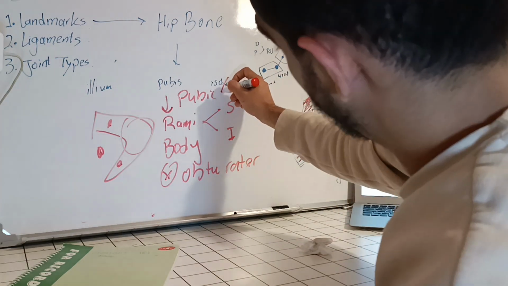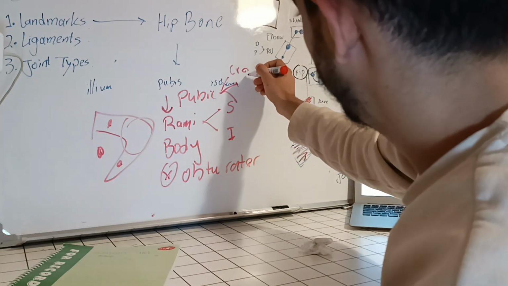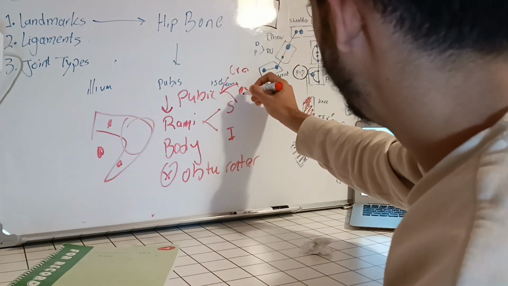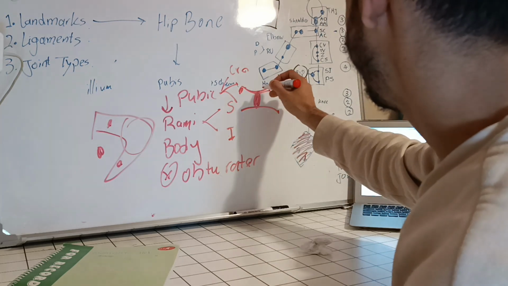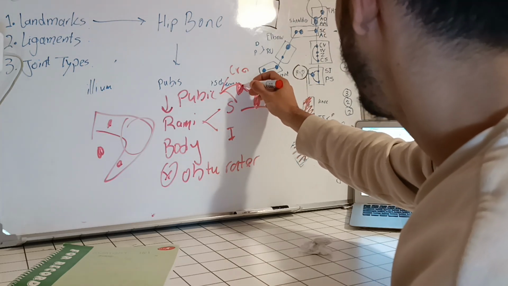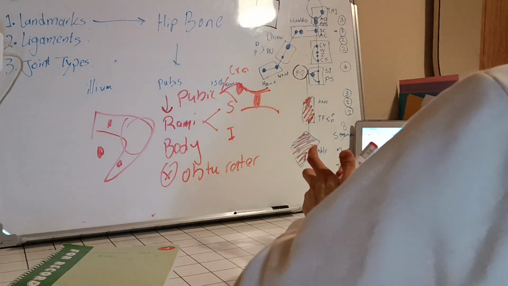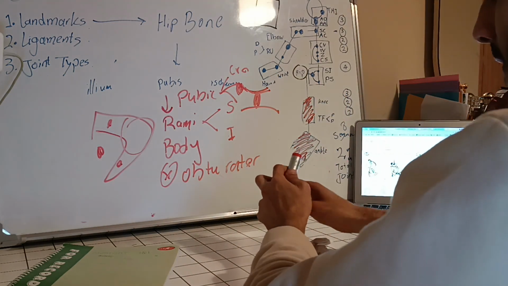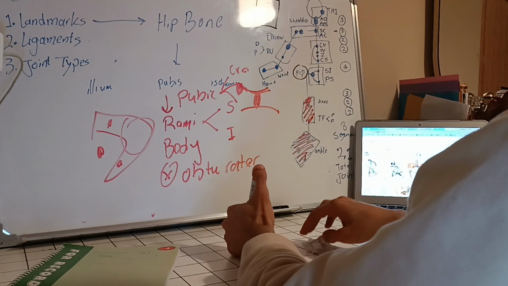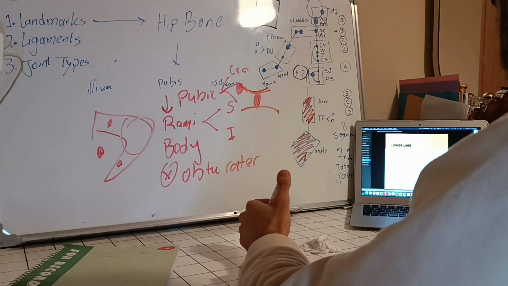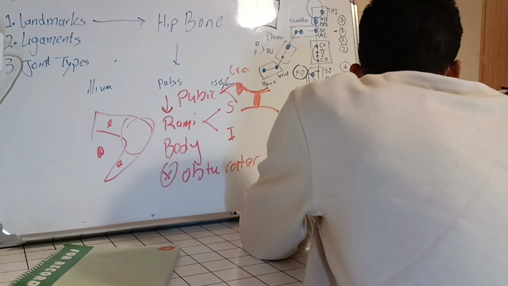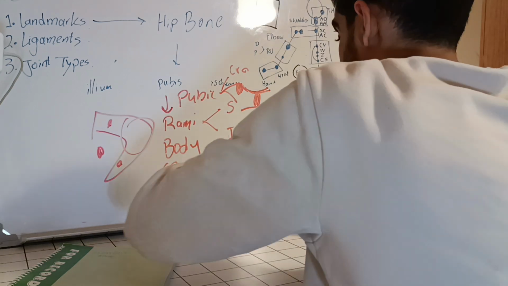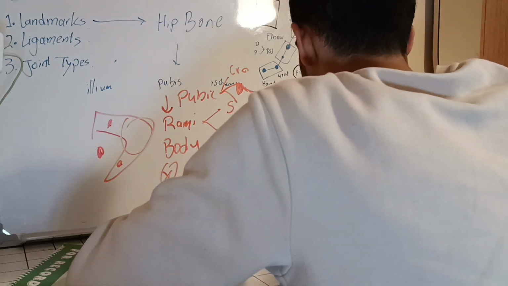So there were three things: the pubic crest, pubic tubercle, and the pubic symphysis. Symphysis, crest, and tubercle. Obturator foramen.